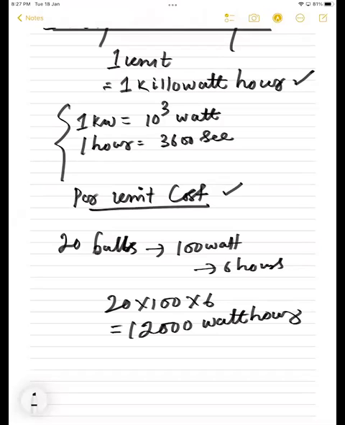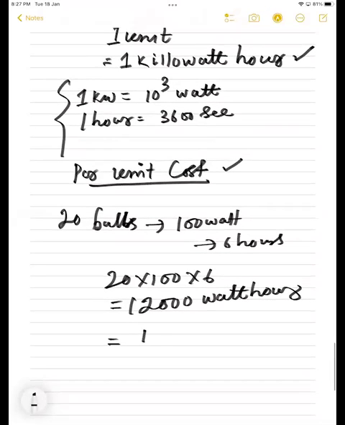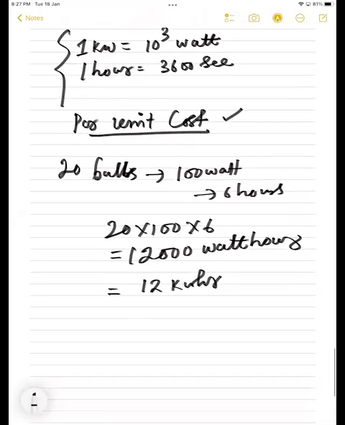And you can convert this 12,000 watt hour into kilowatt hour, right, students? That is 12 kilowatt hour, by dividing by 1000. That means 12 units, right? So you have already done those types of questions. I'm not going into that. You will get those questions in the NCERT book, right?